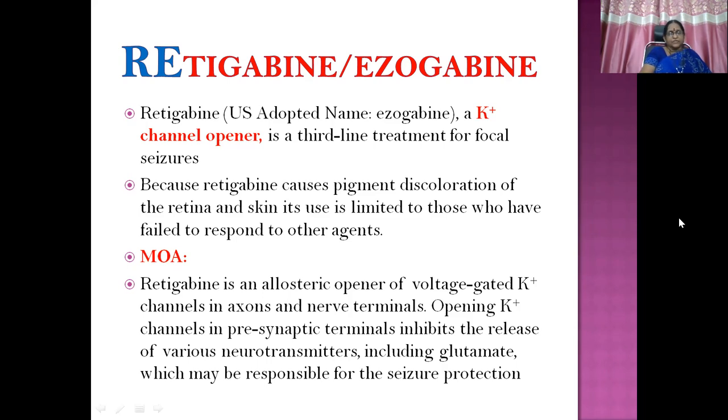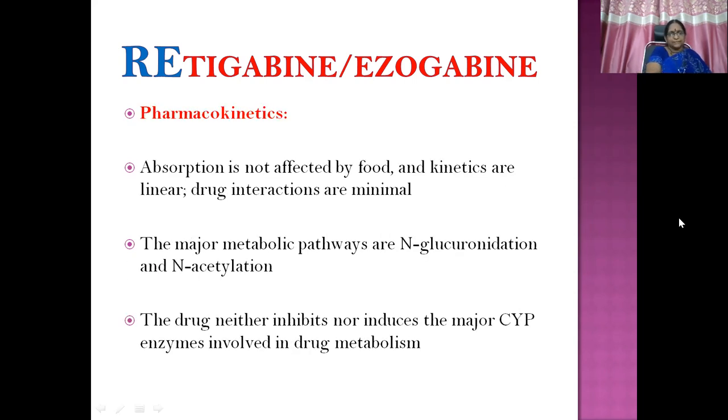Mechanism of action, allosteric opener of voltage-gated potassium channels in axons and nerve terminals. So opening potassium channels in presynaptic terminals inhibits the release of various neurotransmitters, including glutamate, which may be responsible for seizure protection. So R for retinal pigment discoloration and also skin discoloration. Then, absorption is not affected by food, kinetics are linear, drug interactions are minimal, metabolism is through N-glucuronidation and N-acetylation. The drug neither inhibits nor induces the CYP enzymes.